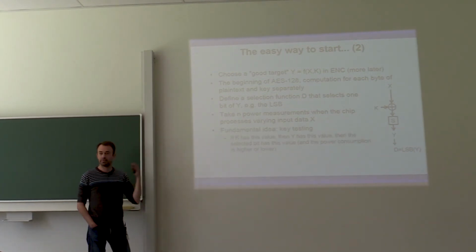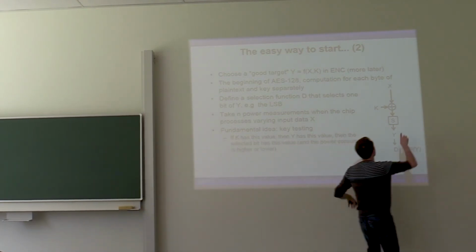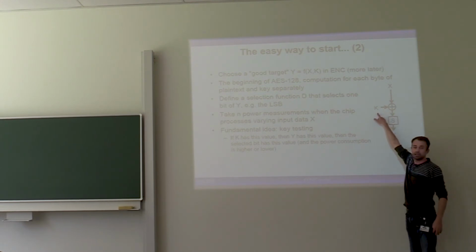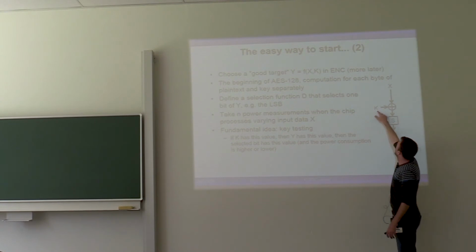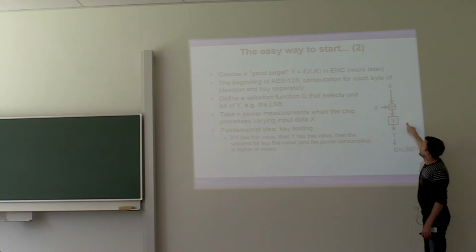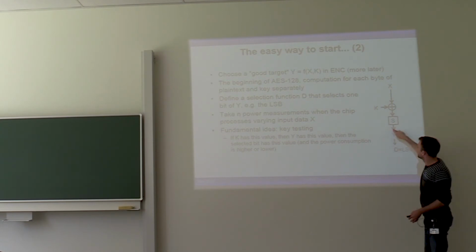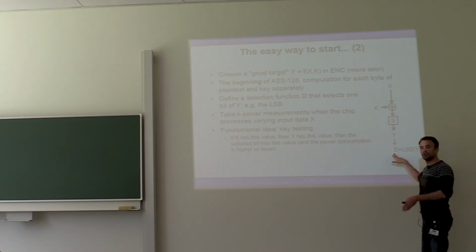Now the fundamental idea is really key testing. We know the X. We don't know the K, but the K is only 1 byte. So we start. We say, if the key is 0, then the input of the S-box is the same as the plaintext. Then in this case, the output of the S-box has a certain value. We can just look it up, it's a table. And then we know what D is. We can do this for each of the measurements with the respective input data.